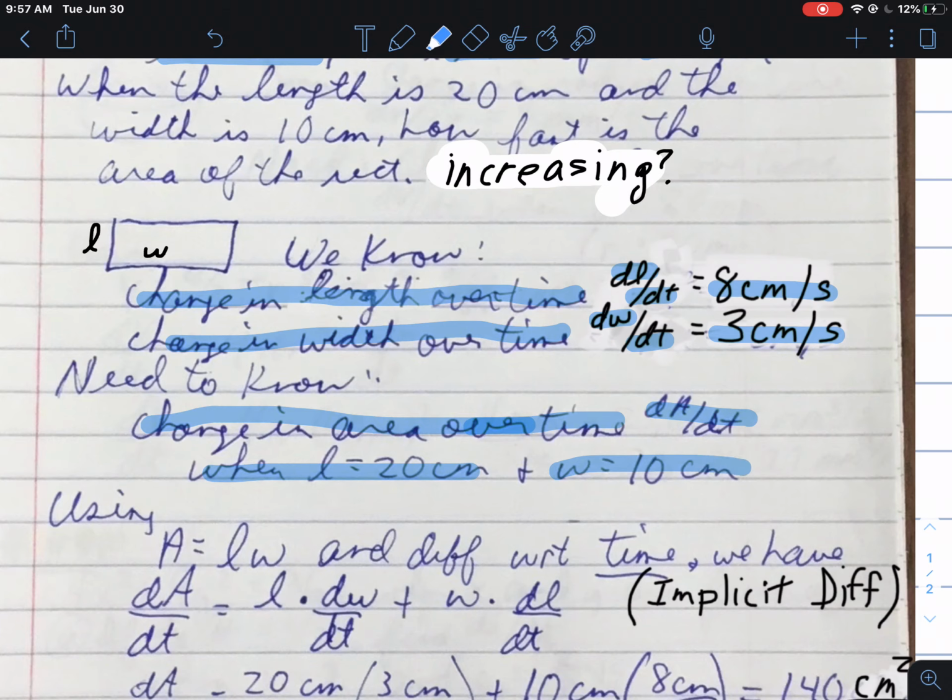So our rectangle is just getting larger and larger and larger. There's a rate of change in the length and the width, 8 and 3 centimeters per second, respectively. And then we're asked, at a specific point in time, when the length is 20 and the width is 10, what is the rate of change in the area at that point?